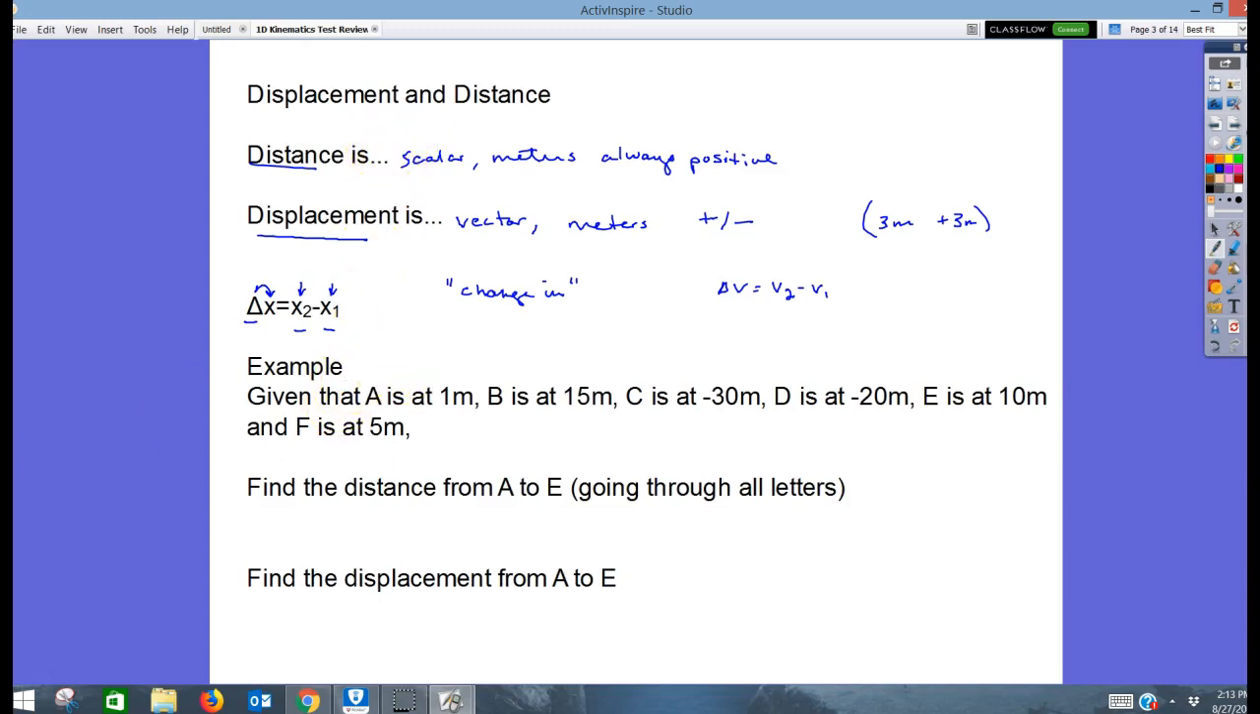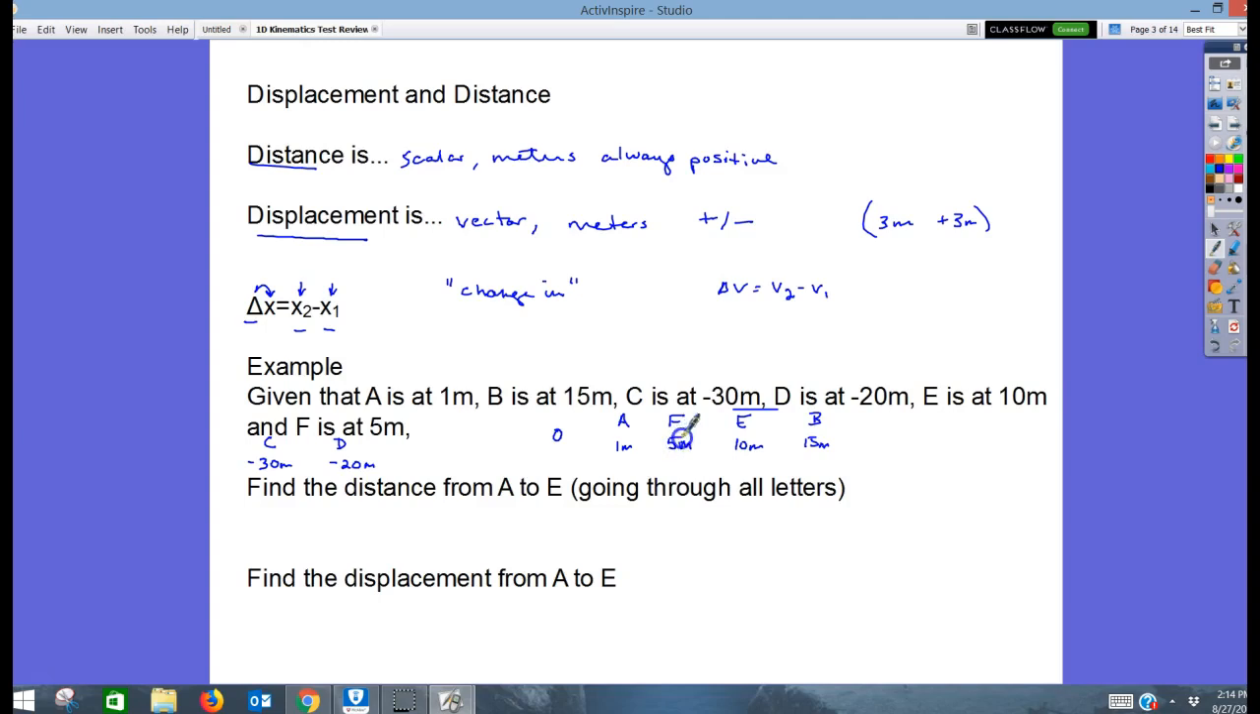So this is an example like you might see on a quiz or a test. Given that A is at 1 meter, let's say here is 0. A is at 1 meter. B is at 15 meters. C is at minus 30 meters. D is at minus 20 meters. E is at 10 meters. And F is at 5 meters.